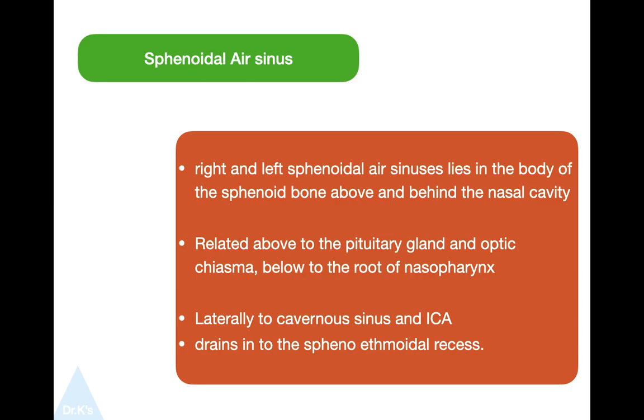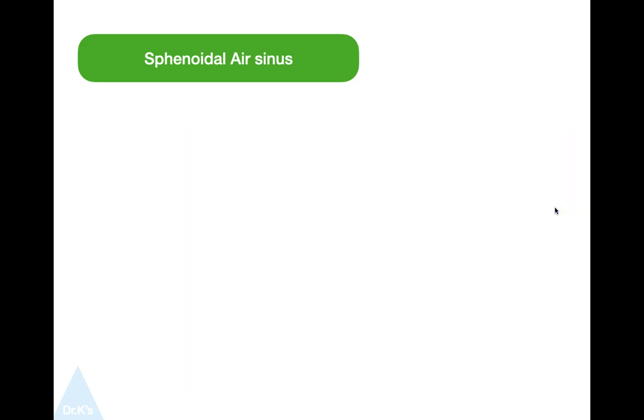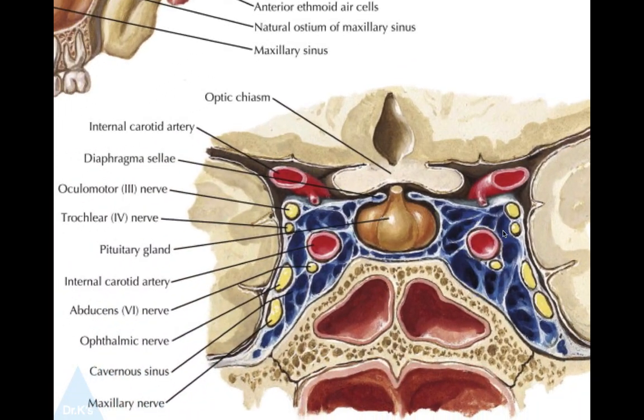Sphenoidal air sinus, paired air sinus, situated in the body of the sphenoid bone above and behind the nasal cavity. Coming to the relations of the sphenoidal air sinus, you can see above it is the optic chiasma and the pituitary gland. Laterally you see the cavernous sinus with the internal carotid artery.